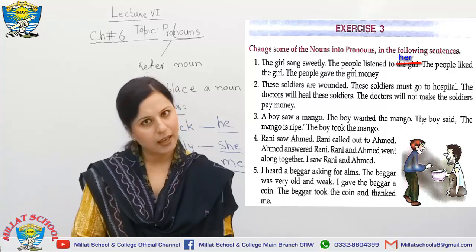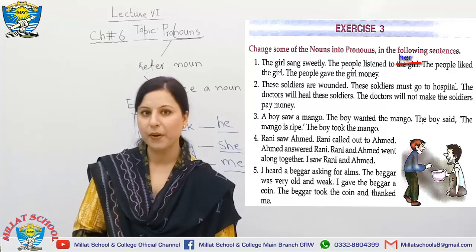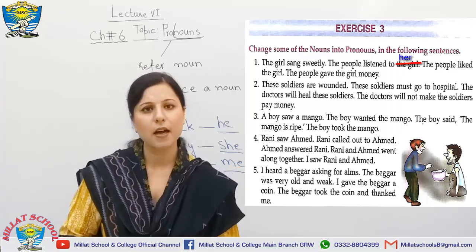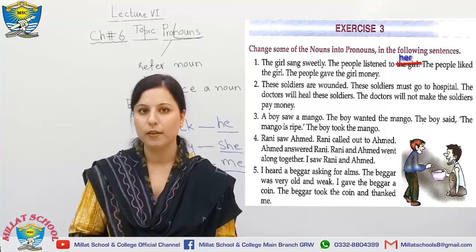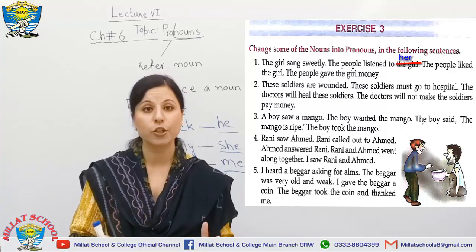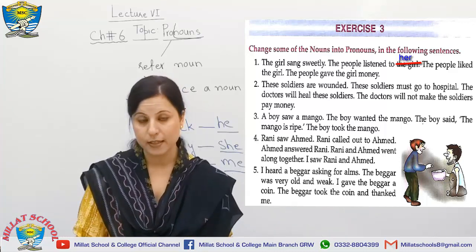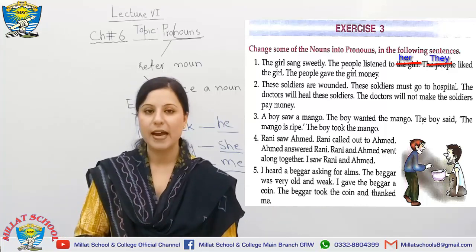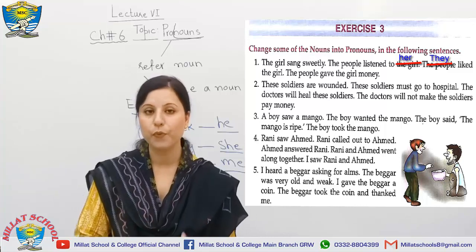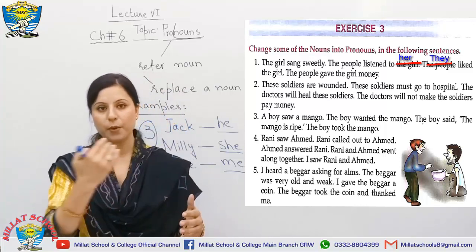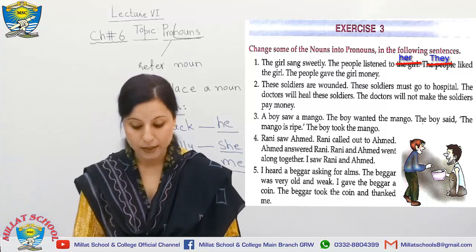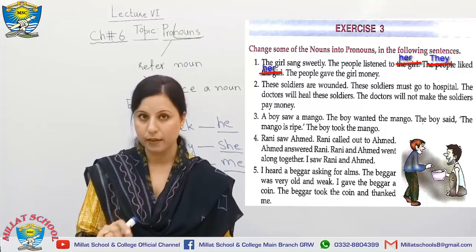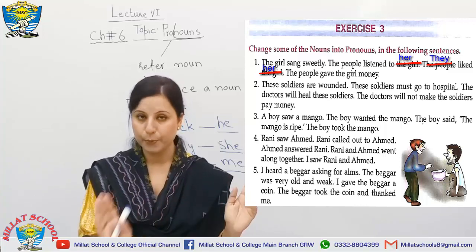The people, again the people. Why are we using the people? The word is people. So think about it. Is it a singular noun or a plural? Yes, people is a collection of so many personalities. So we will use not the singular but the plural word here, that is they. We will replace the people with the pronoun they. They liked her. Again, we are not going to use the girl. Underline the words the girl and exchange them with the pronoun her.